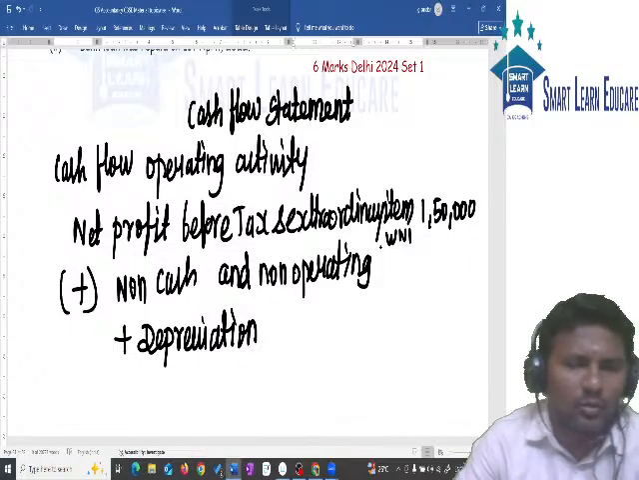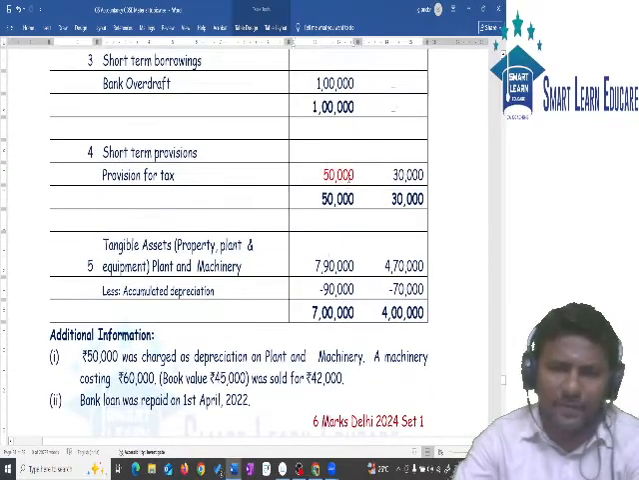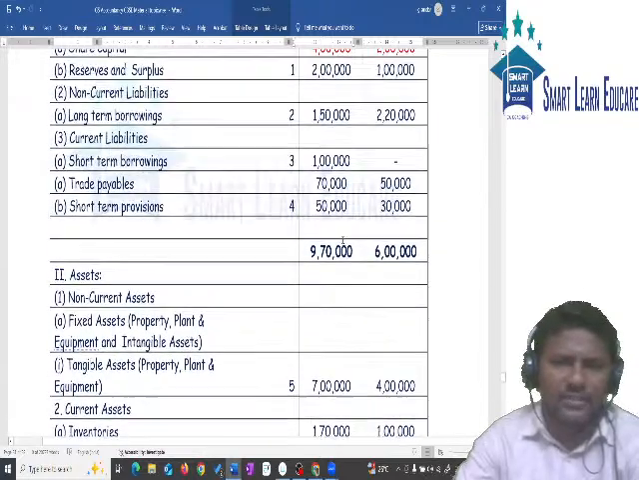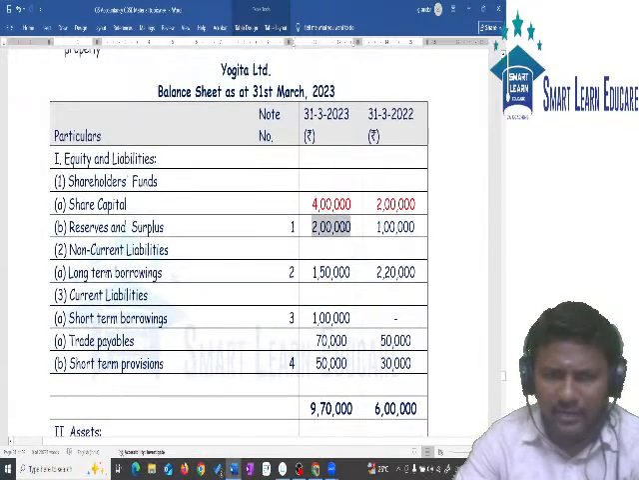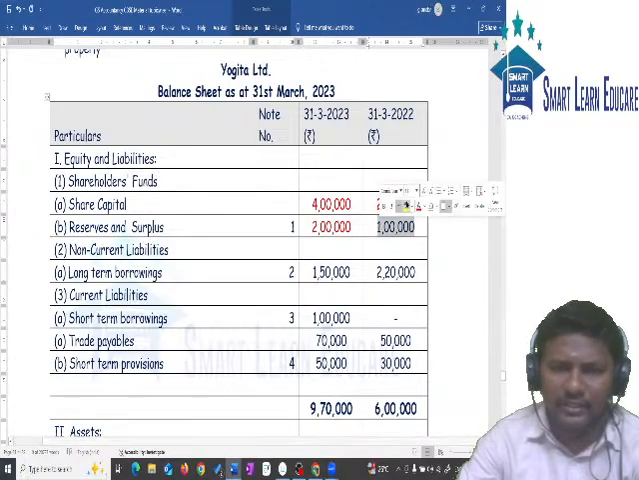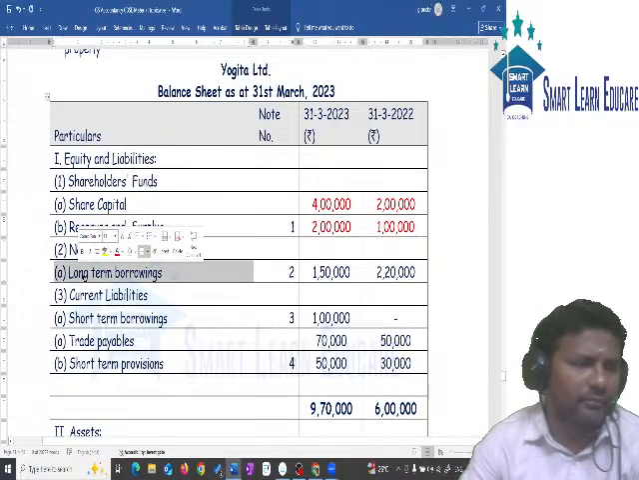1,50,000. Now proceeding further, the opening of provision for tax is written, and reserves and surplus is written. So this number we completed, 2 lakh we completed, also we completed 1 lakh. Now come to the next one, long term borrowing.